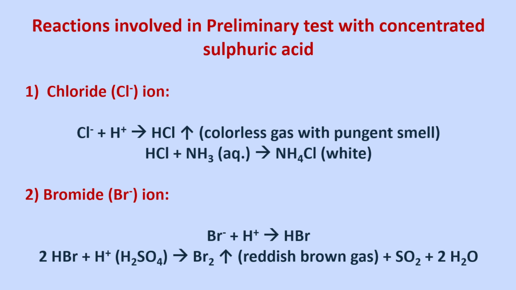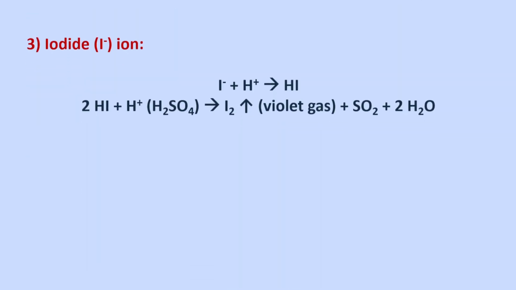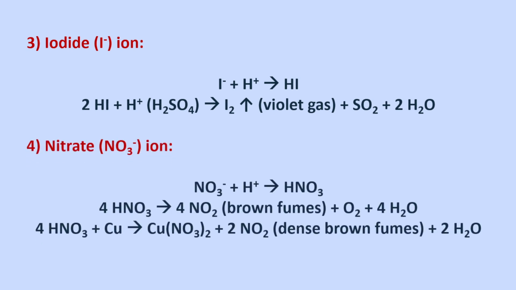A bromide ion when treated with acid forms reddish brown bromine gas. Similarly, iodide ion is released to form iodine gas, which has a specific violet color. Nitrate ions produce pungent brown fumes of nitrogen dioxide, which become denser with the addition of copper turnings.